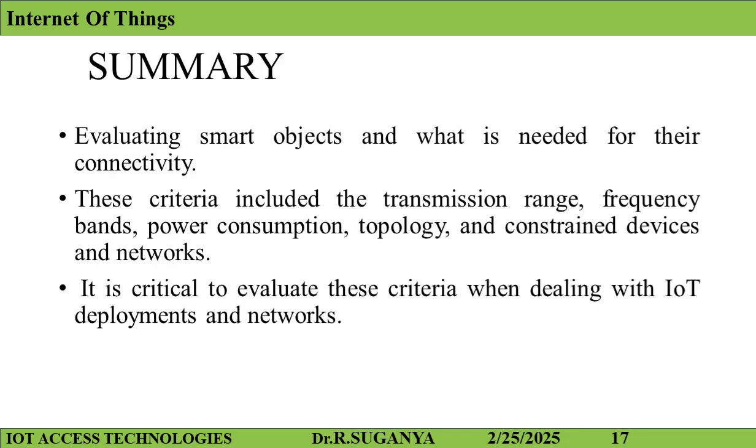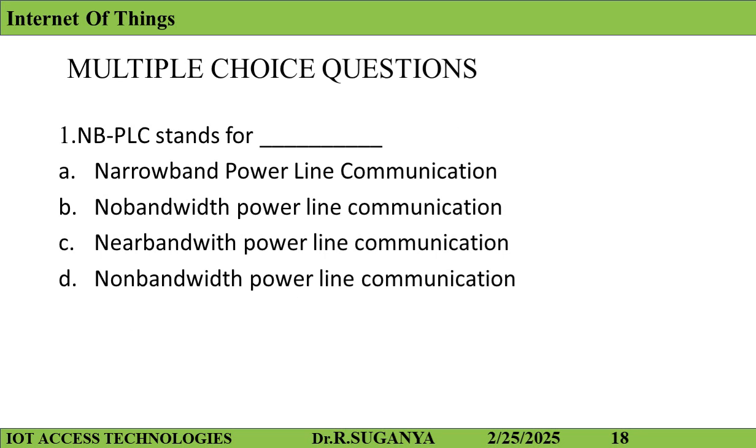The summary is evaluating smart objects and what is needed for their connectivity. These criteria included the transmission range, frequency bands, power consumption, topology, and constrained devices and networks. It is very critical to evaluate these criteria when dealing with IoT deployments and networks. So there are some keywords.